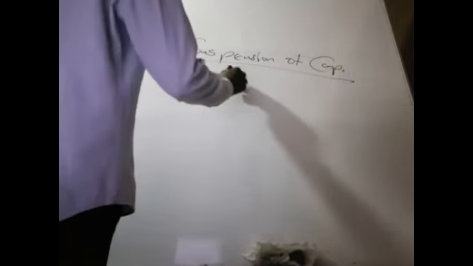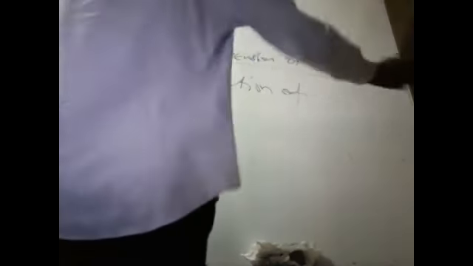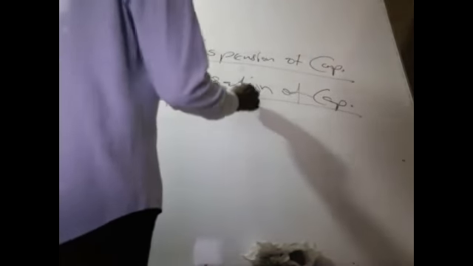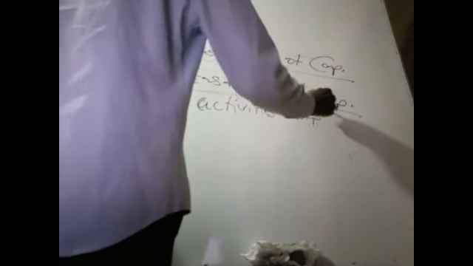So, cessation or cease of capitalization. Now, we are saying that capitalization ceases if all activities necessary to get the asset ready for its intended use or sale are complete. If all activities, all construction activities, are completed. That's all activities necessary to complete the asset for its intended use or sale.